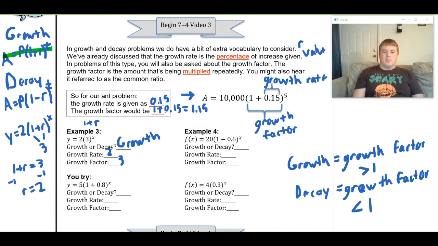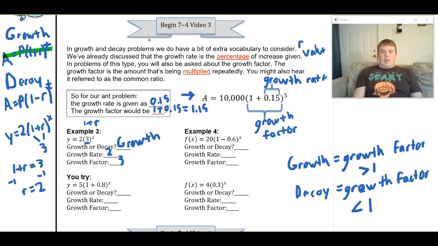So we have figured out that this was growth, just in recap, because that was bigger than 1. Our growth factor was 3 because that was the entire set of the parentheses. That was when we already did the 1 plus r. And we figured out our growth rate because our 3 had to come from 1 plus r. The only thing we could add to 1 to make it 3 was 2.